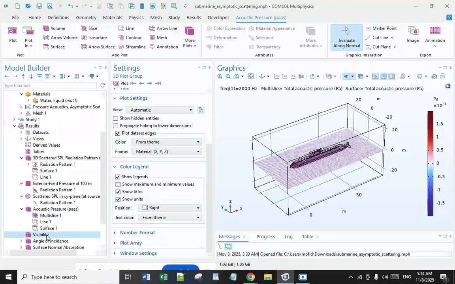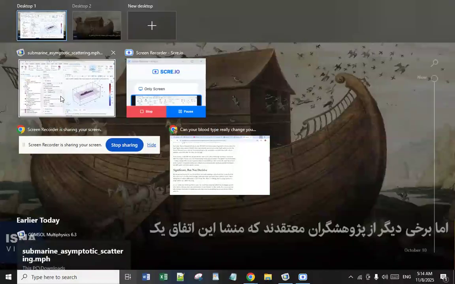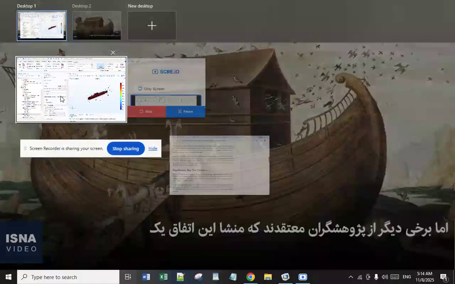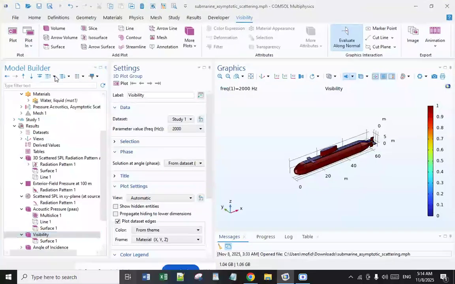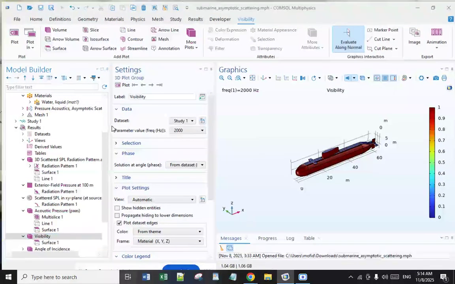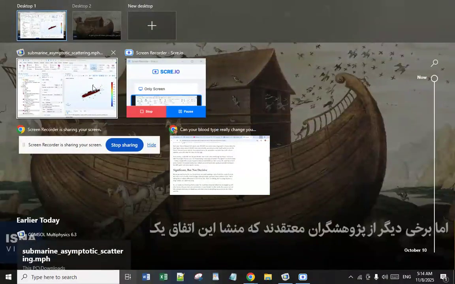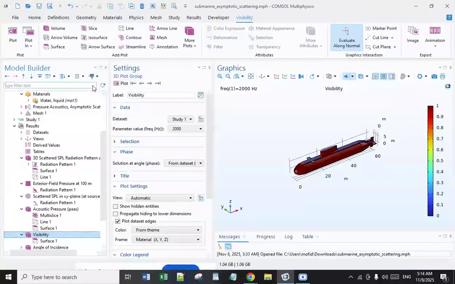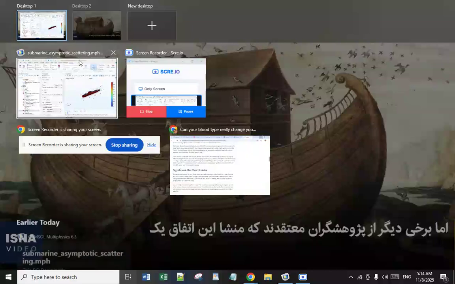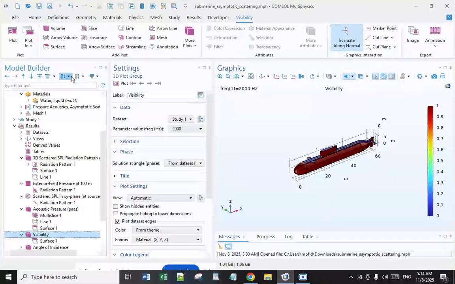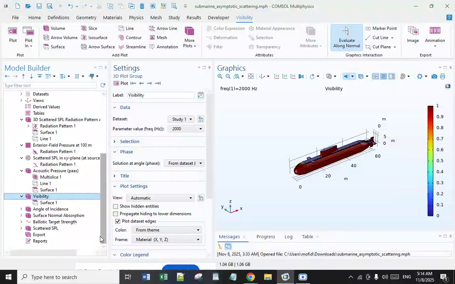The next one is visibility. And you can see how much visibility there is. You can see that at the top surface, the visibility is zero. Here you can see that it's zero, but the other section of the body is not covered completely.